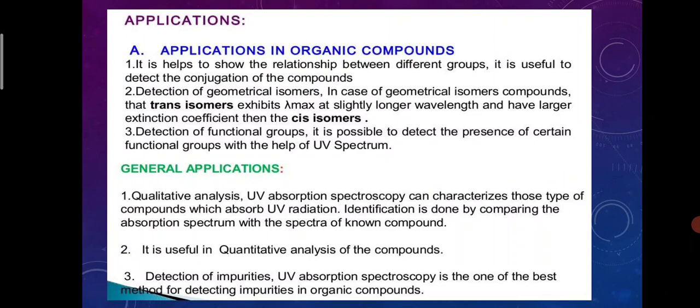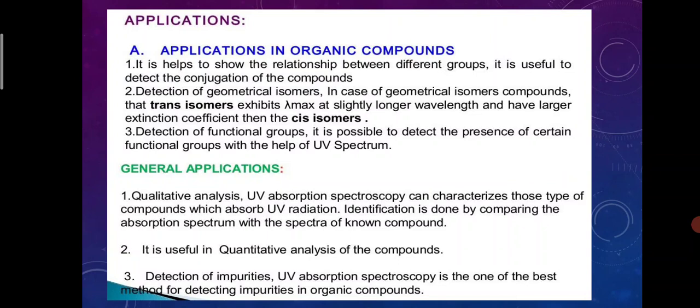Next we go for the general applications. The qualitative analysis. UV absorption spectroscopy can characterize those types of compounds which absorb UV radiation. Identification is done by comparing the absorption spectrum with the spectra of known compounds. It is also useful in quantitative analysis of the compounds.